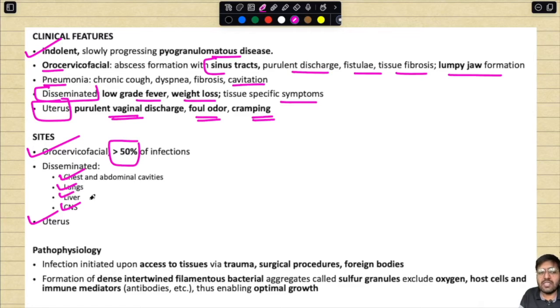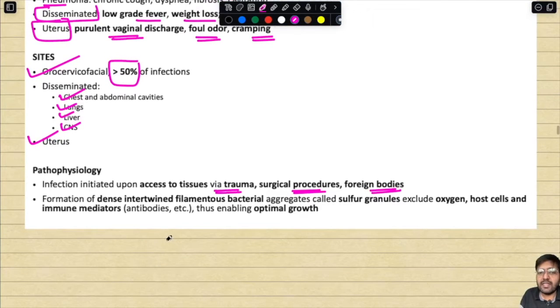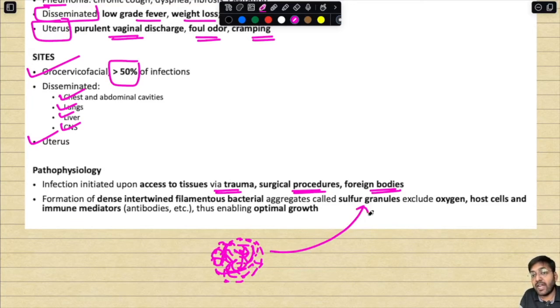If you look at the pathophysiology, the infection is initiated upon access to the tissues via trauma, surgical procedures or foreign bodies. Now remember, actinomycosis is characterized by the formation of dense intertwined filamentous bacterial aggregates. These bacterial aggregates are called sulfur granules, and in this manner, when the bacteria aggregate, they exclude oxygen. They keep out all the host cells and the immune mediators. Thus, they enable optimal growth.